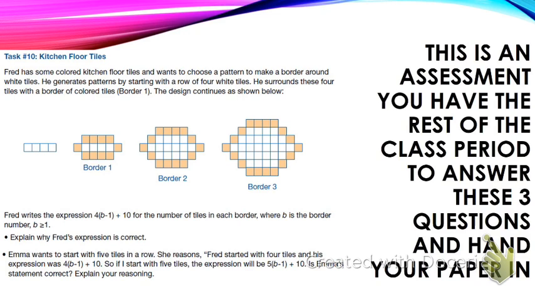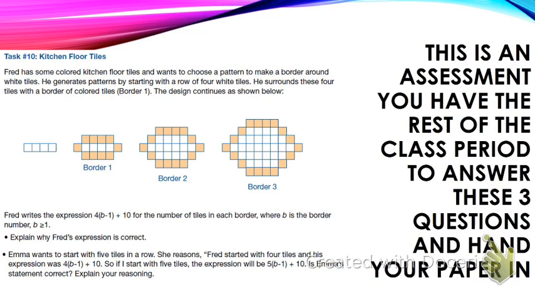His expression is right up here at the top. 4 times b minus 1 plus 10. Where b is the border number, so 1, 2, 3, that's what the b is in his expression, okay? And if he takes that border number and puts it in the place of b, it tells him how many yellow tiles he needs around the outside. No matter how many white tiles he's got, it tells him how many of the yellow ones he needs. Your first task is to tell me, why is that expression that Fred came up with a correct expression? It is right. I want to know why it's right.